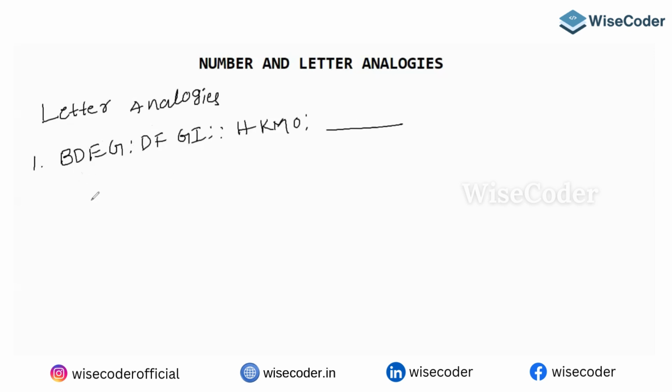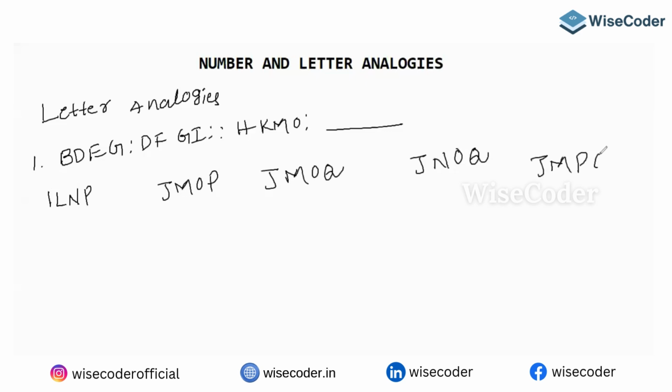So what is the relation? Let me figure it out. But before that, you need your options. Option A, NP. Option B, JMOP. Option C, JMOQ. Next, JNOQ. Next, JMPO.